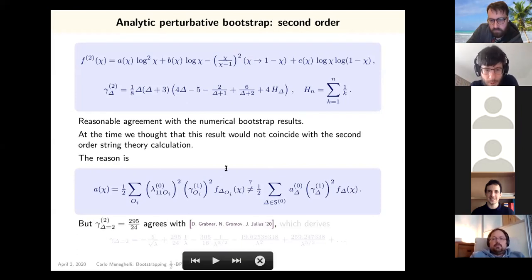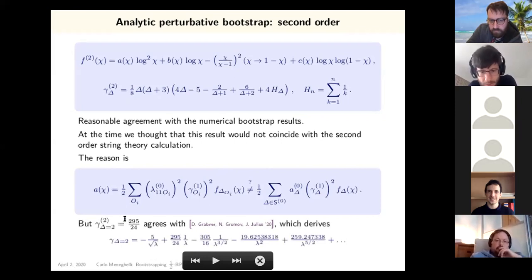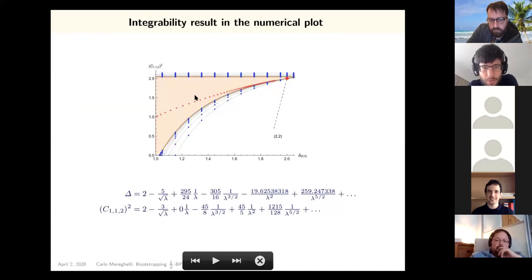But then the paper of Julius, David, and Julius came out, and we saw that actually this number is the number they had. In fact, they did much better, and they did more orders exactly, and some others numerically. Now let's go back to the previous plot. Here, thanks to the data that the authors gave me, I just plotted their numerical calculation for the anomalous dimension that they did with the quantum spectral curve. And you see how it fits on the line.